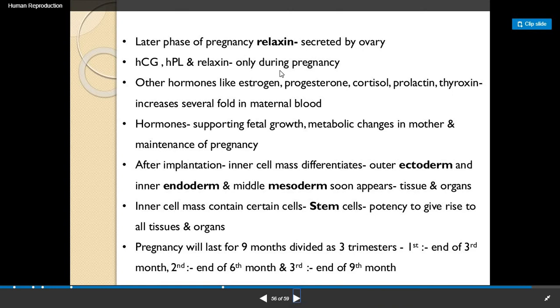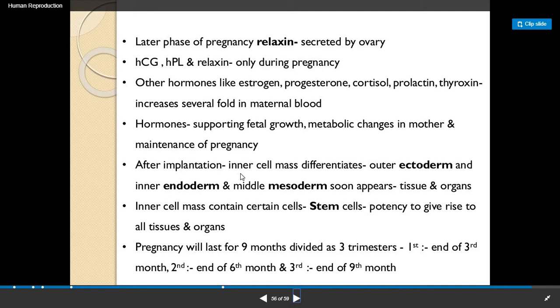During the later phase of pregnancy, relaxin is secreted by the ovary. Other hormones such as HCG, human chorionic gonadotropin, human placental lactogen and relaxin are secreted only during pregnancy. Other hormones like estrogen, progesterone, cortisol, prolactin and thyroxine increase several fold in the maternal blood. These hormones support fetal growth, metabolic changes in the mother and maintenance of pregnancy. So all these hormones are very important during pregnancy.